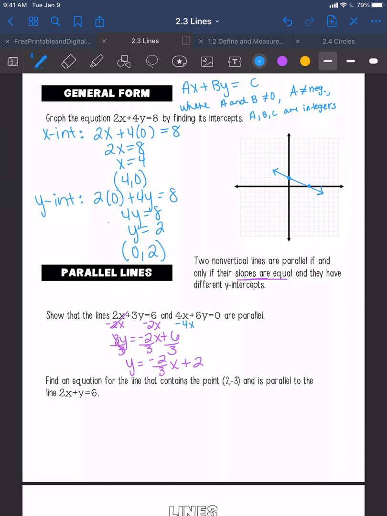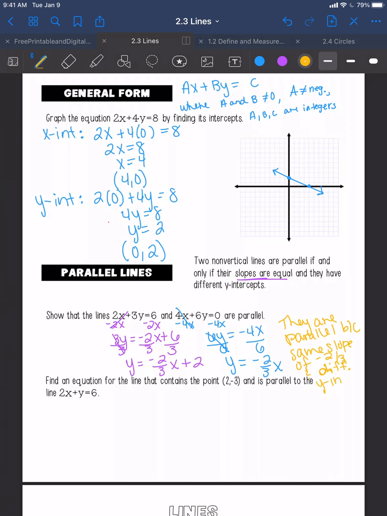Doing the same thing to this equation, we get 6y equals negative 4x. Divided by 6, we get y equals negative 2/3 x. Its y-intercept is 0. So these two lines are parallel, because they have the same slope of negative 2/3 and different y-intercepts.